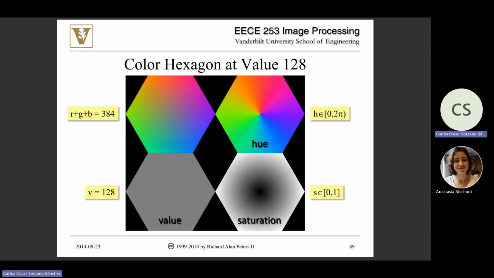A different representation is this one, where the hue is sometimes colored in this way. So you saturate, then you represent the hue there.